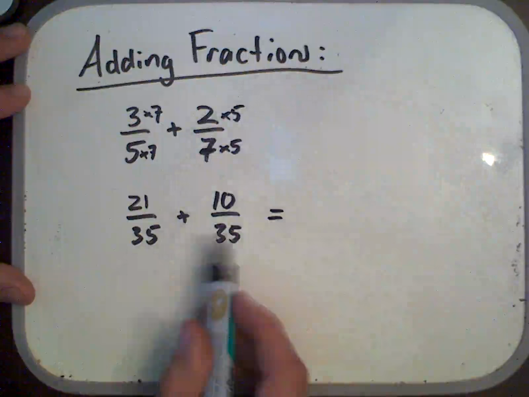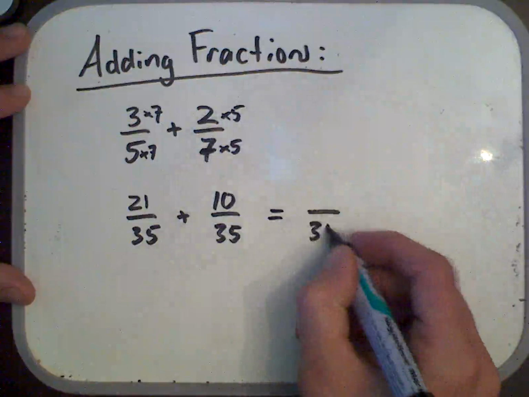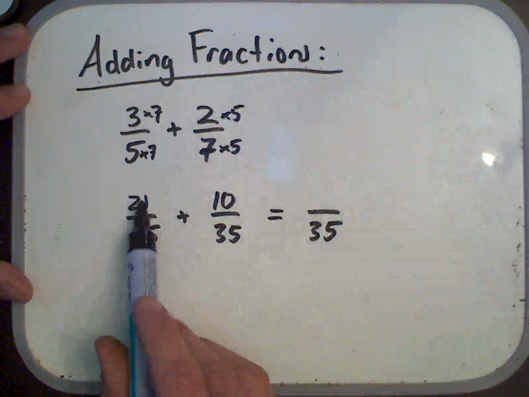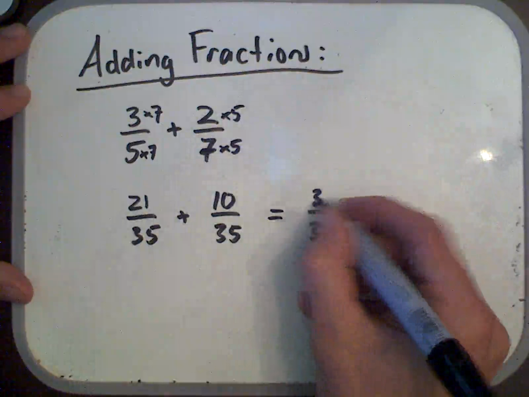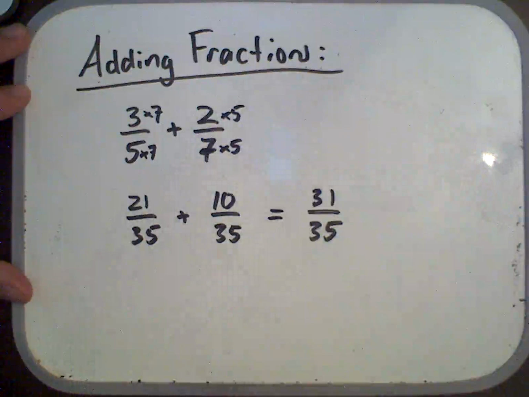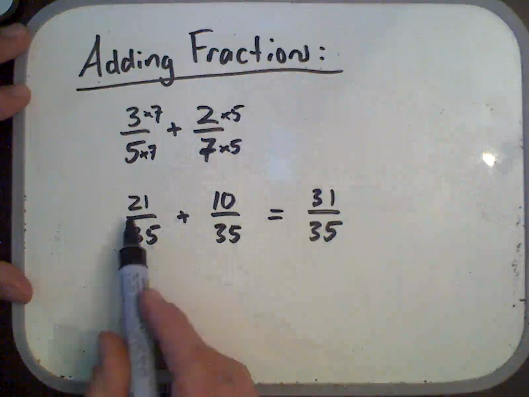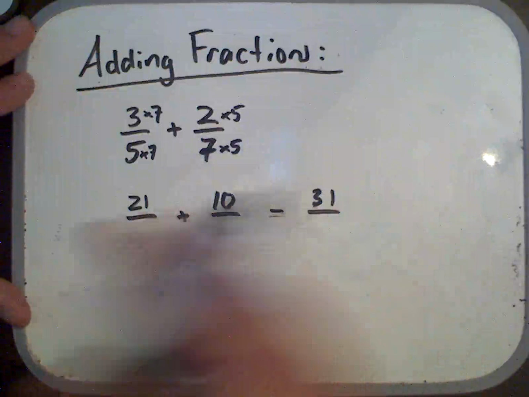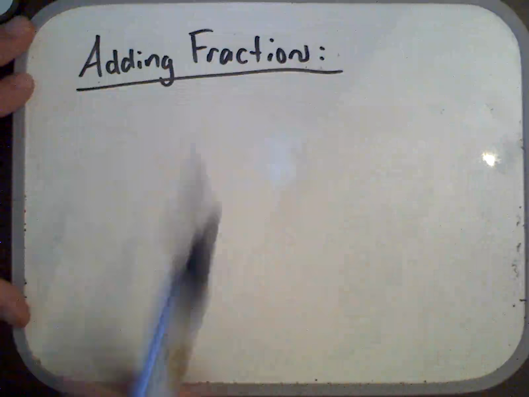Okay, once we have the denominators the same, the denominator does not change. It's how many parts it's split into. So 21 plus 10 gives us 31 over 35. And there's adding fractions with different denominators. Let's look at one more example.